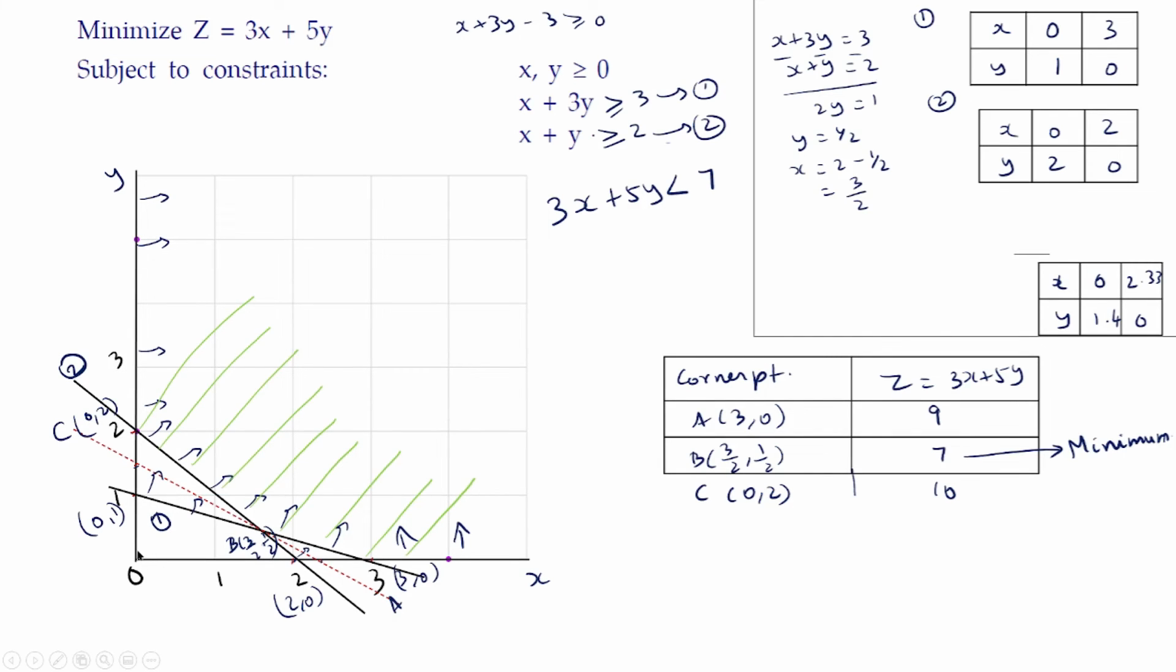Now if we substitute the origin and check, we can see that (0, 0), if we substitute, 0 is less than 7, so the origin lies in this region, 3x plus 5y less than 7. So the region corresponding to 3x plus 5y less than 7, it is this part. So this is the region corresponding to 3x plus 5y less than 7.